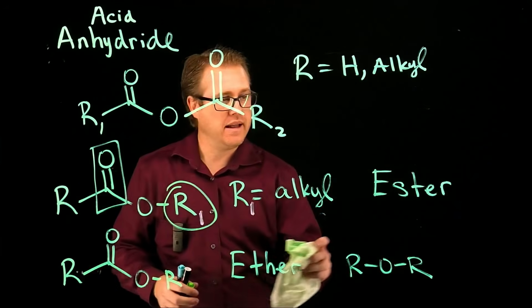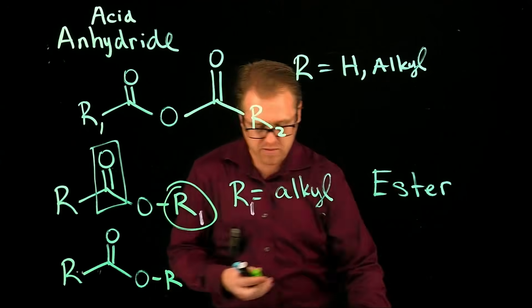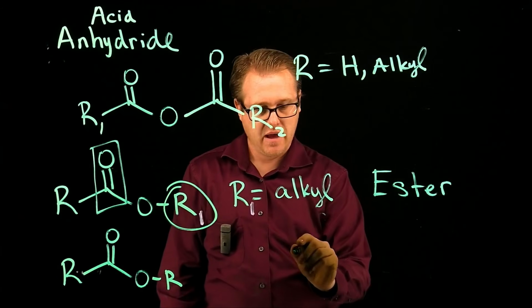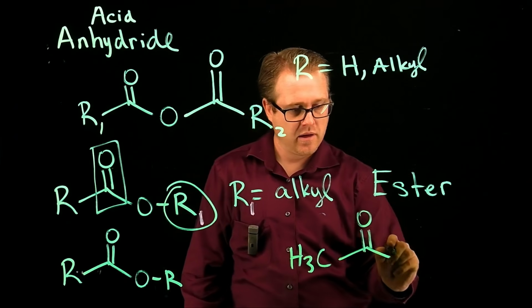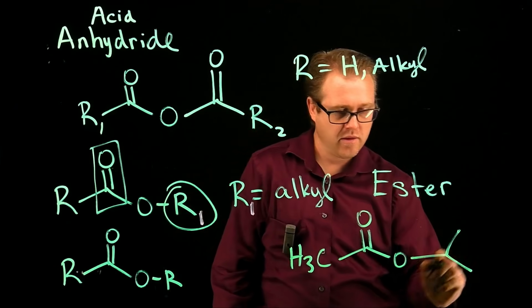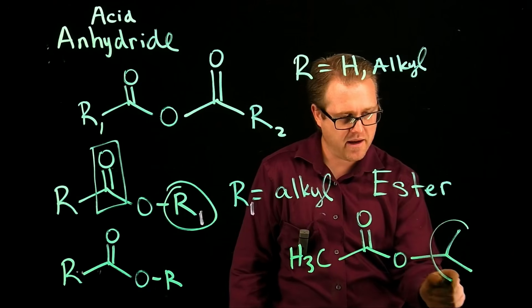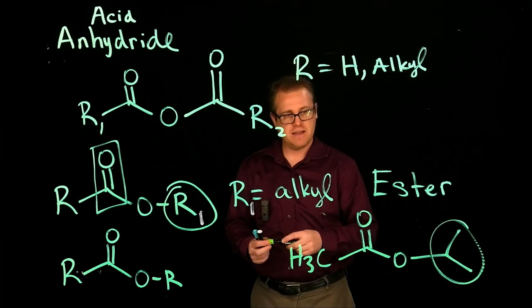Okay. And so what would be an example of an ester? Well, you could have a methyl group, something like that. That would be an ester. Do you see right there? That is an alkyl group. So that makes that an ester.